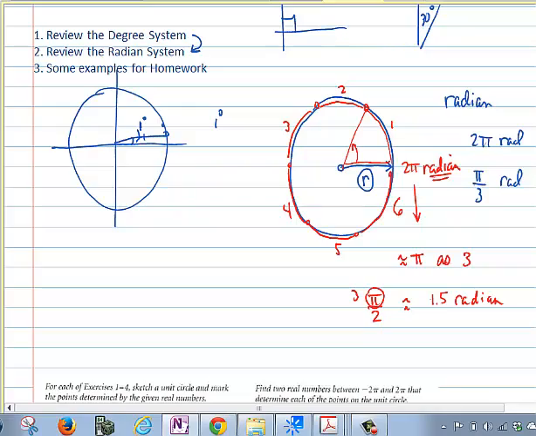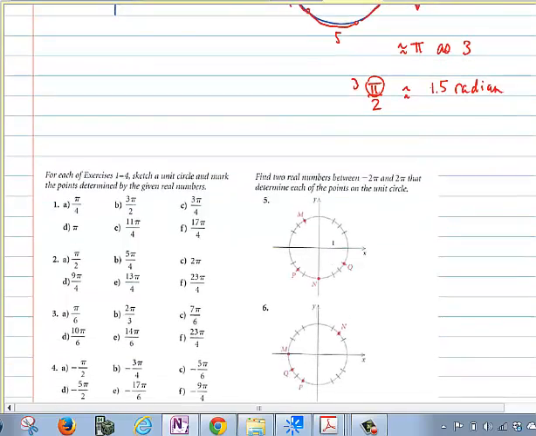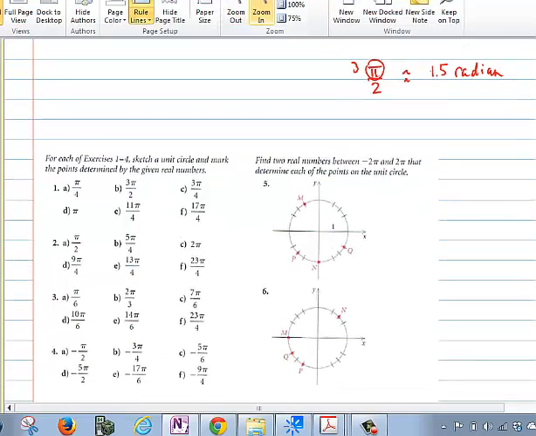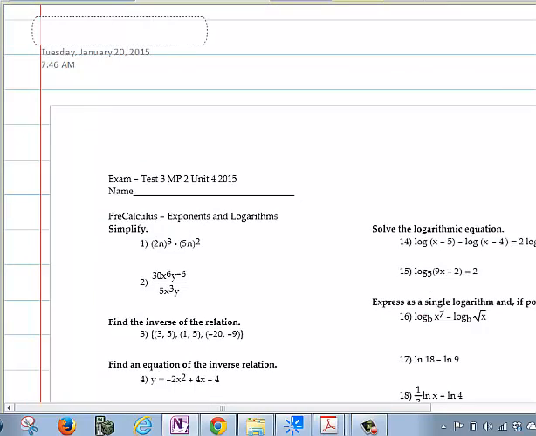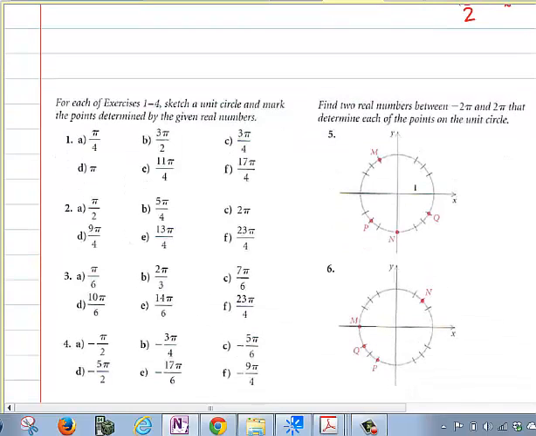So let's look at some of the problems that we would maybe ask people to do using radians. For example, I'm going to zoom in so you can see this. Here is a number on these questions 1 through 4. They're asking you to draw a unit circle or just a circle and show where pi over 4 radians would be.